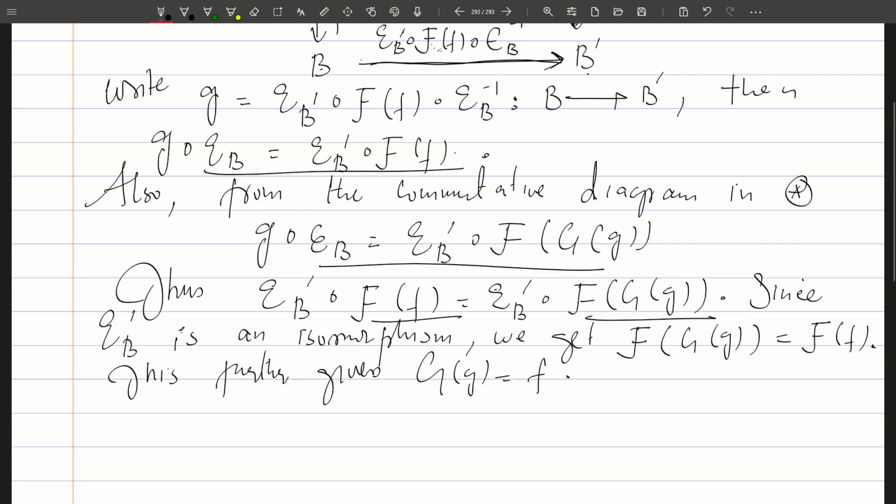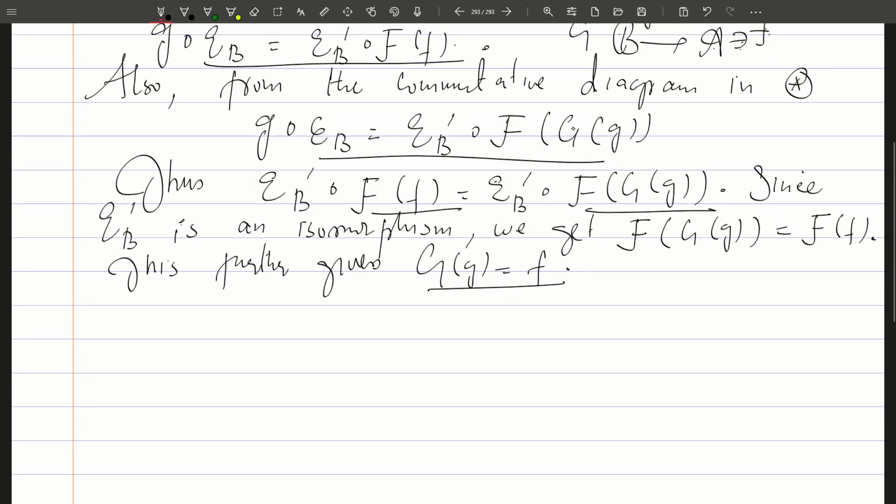So we started with some morphism f in the category A, and we ended up showing that there is a morphism g in B such that G of g is f. So that means this G is full.